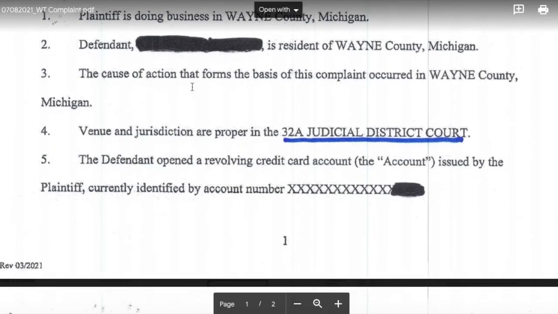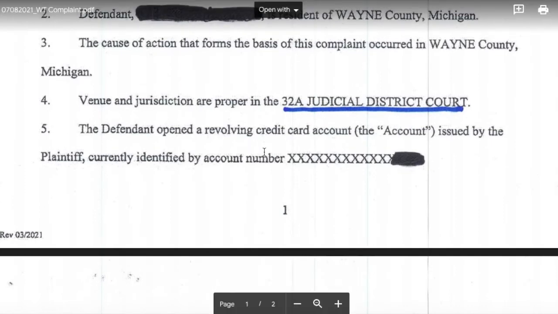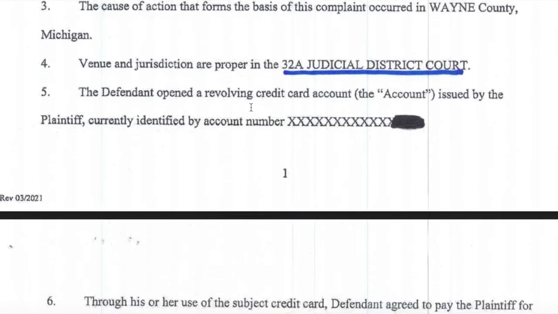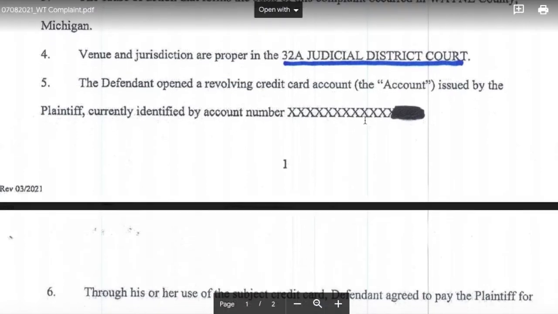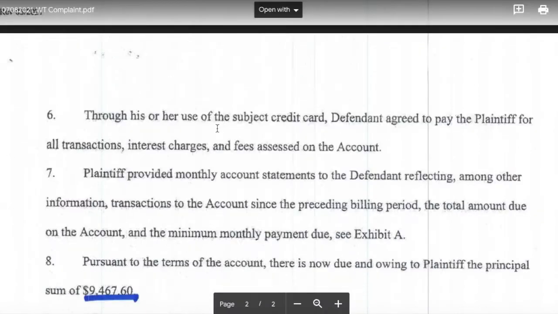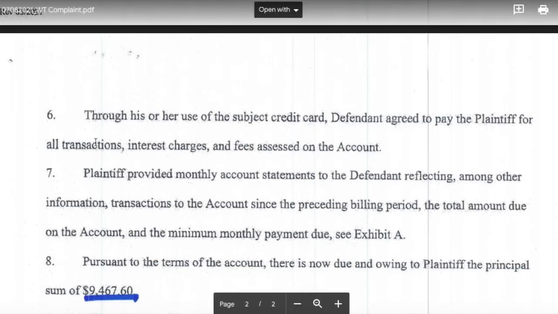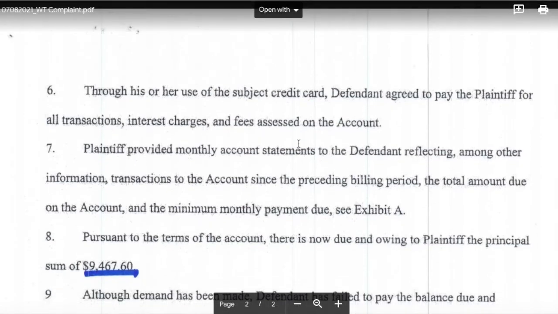So now you've more or less established that the court has jurisdiction over the case, and then it's going to get into more specific things about what's going on. So number 5 really starts what prompted the lawsuit to be filed, right? So the defendant has some sort of credit card that they opened with Huntington Bank. Plaintiff has identified the account number, and so on. And number 6 here, through the use of the credit card, the defendant agreed to pay the plaintiff back for transactions and interest charges, any fees that were associated in that initial agreement.